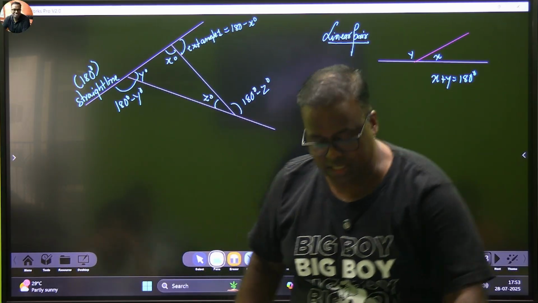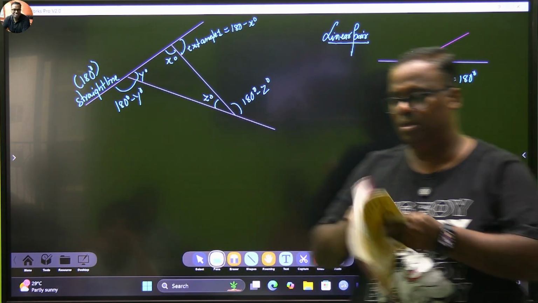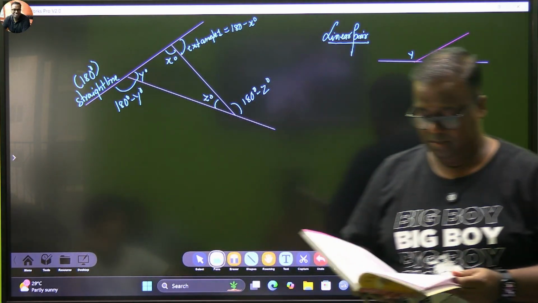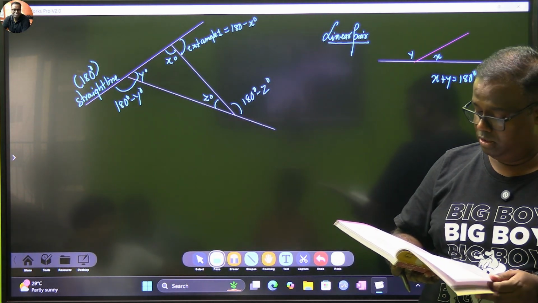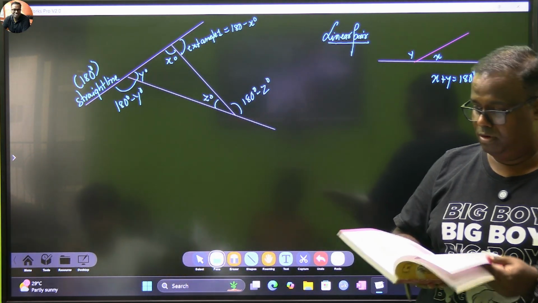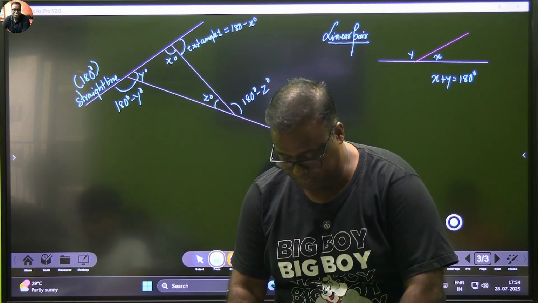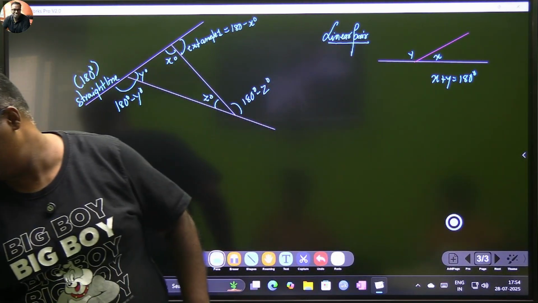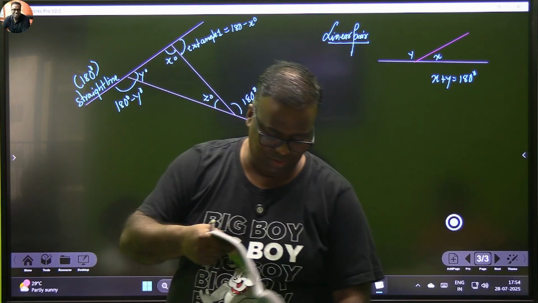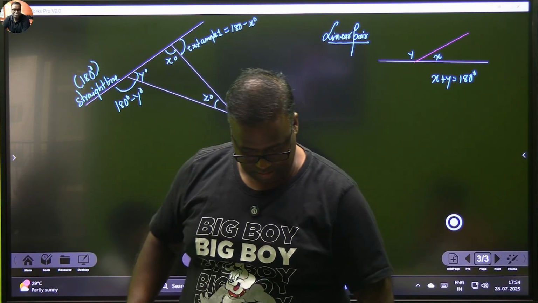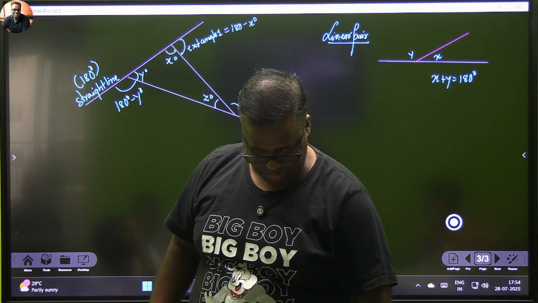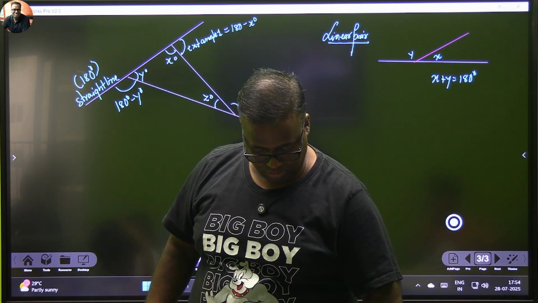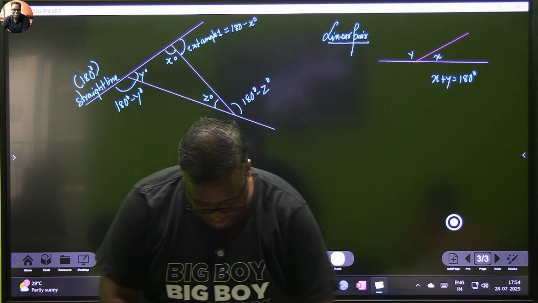So let's quickly take up one exercise first, not from R.S. Agarwal. We will first take it up from NCERT. Just one more thing I had to explain. Let me check. No, don't worry, I have NCERT. We'll do it. No, not writing. I'm just thinking whether I've left out anything or not.